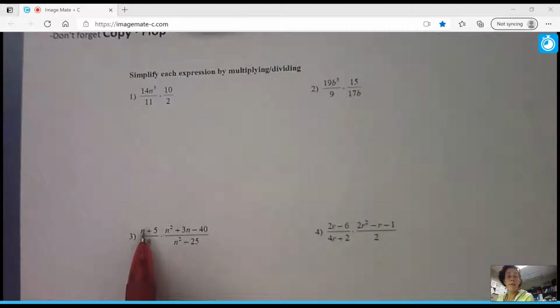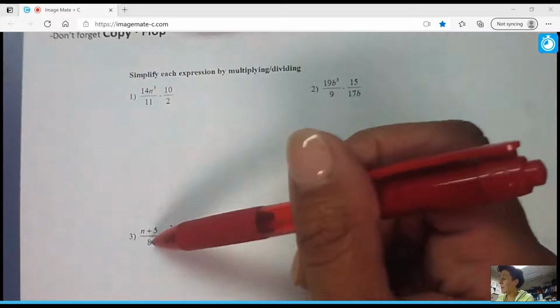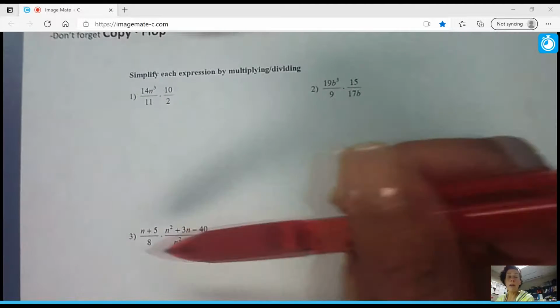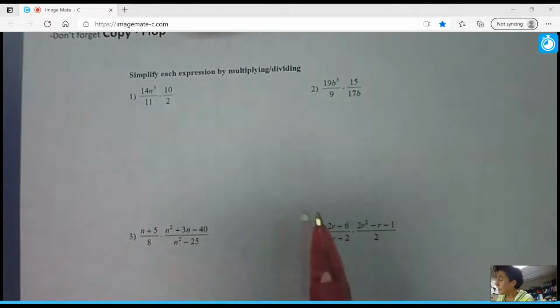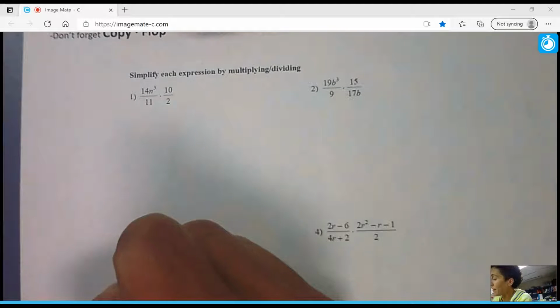So when I look at my first fraction, what I'll want to do, just like you do in simplifying, is try to factor every numerator and every denominator. So when I start with n plus 5, I cannot factor that, so I'm going to leave that one alone. When I look at 8, I could factor 8 down into all those basic numbers, but I'm not going to worry about that right now. So my first fraction will stay as n plus 5 over 8.